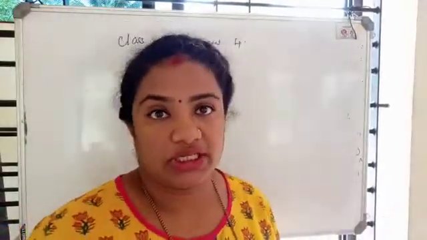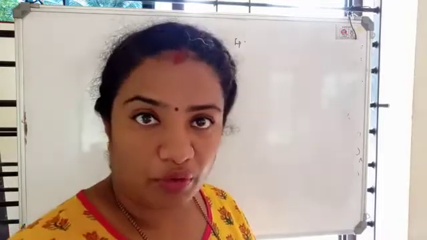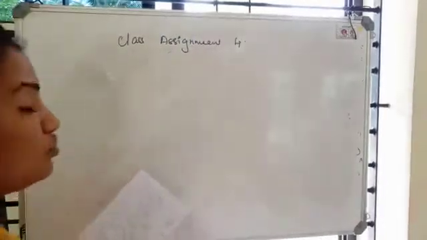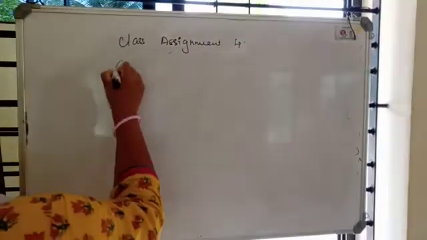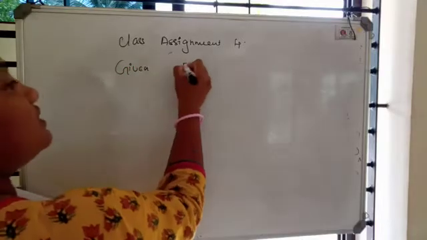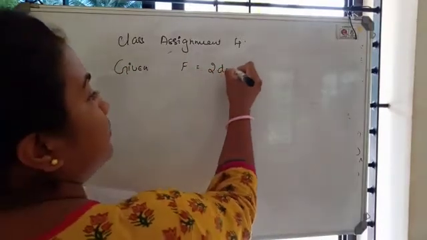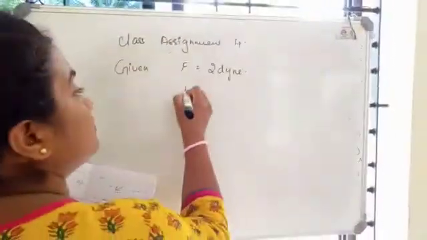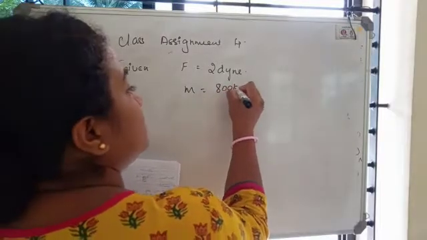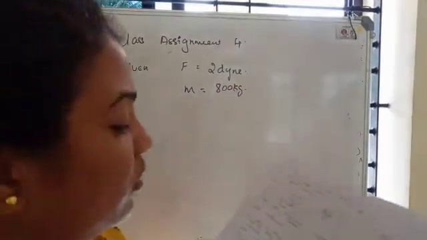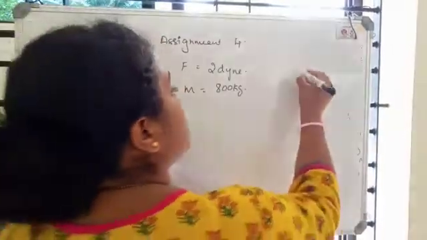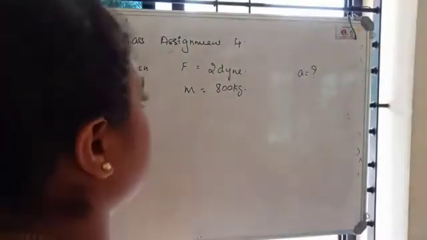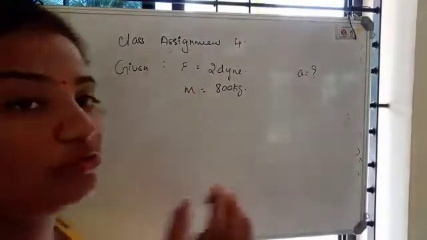After reading the question, it's very important that you first write the given data from the question. So what is given? A force of 2 dyne. So given F is equal to 2 dyne, acts on a mass of 800 kg. What is the acceleration produced? So what to find? To find the acceleration. After writing the given section, next you have to write the formula section.